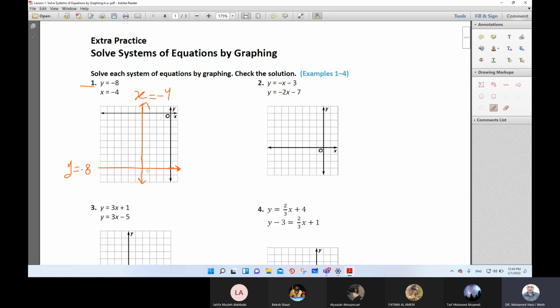As you see between the two lines, do you have a common point between them? Do you have an intersecting point?